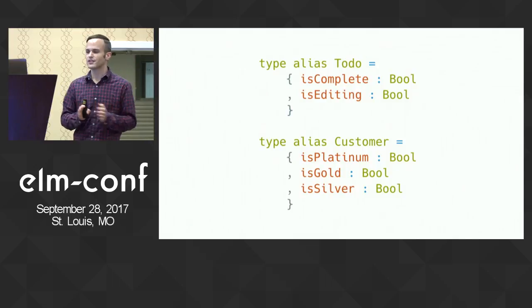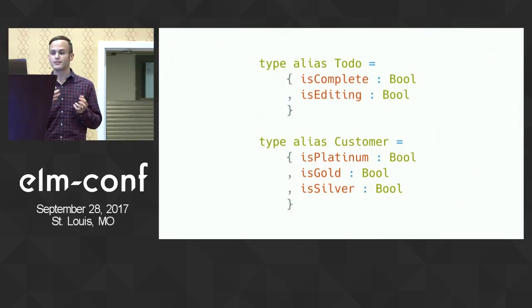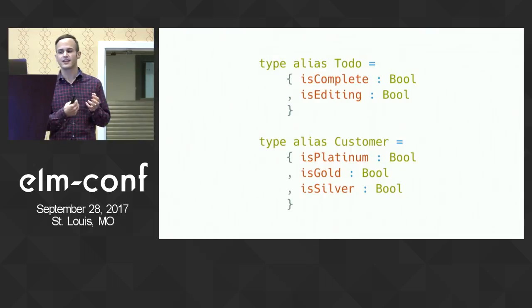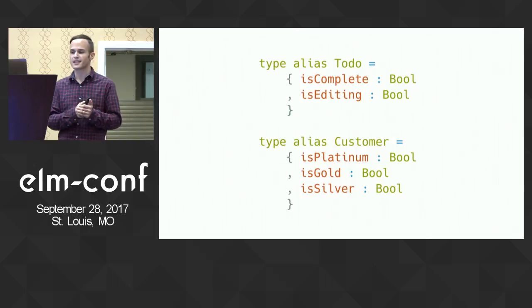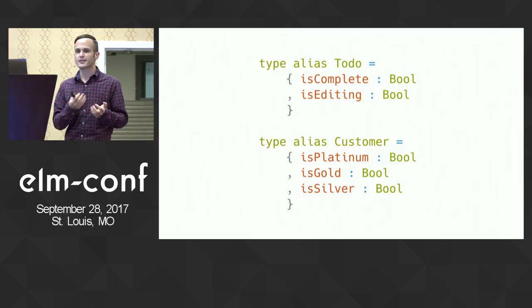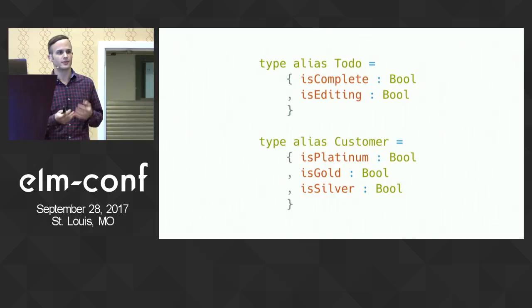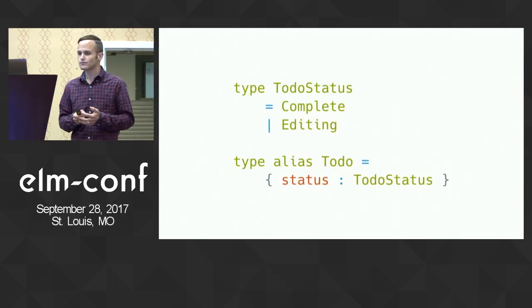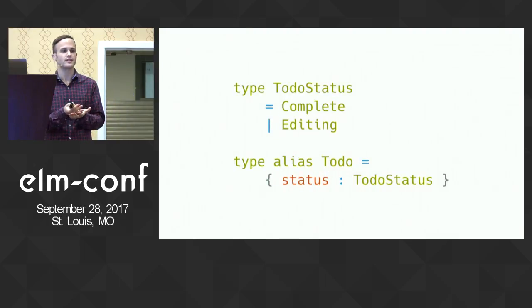Now, outside of fetching data, this concept behind using union types to represent separate states is incredibly useful. For example, take a to-do type that has separate Boolean flags like is complete or is editing, or maybe a customer type with several account types, platinum, gold, and silver, but they're all Booleans. For each of these, we can just combine those Boolean fields into one union type.